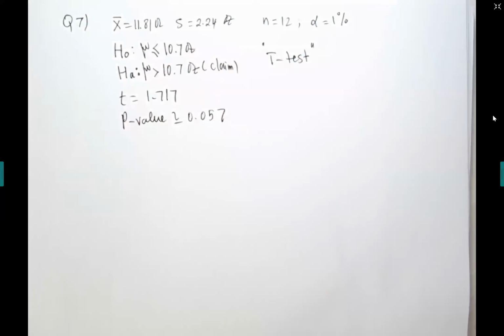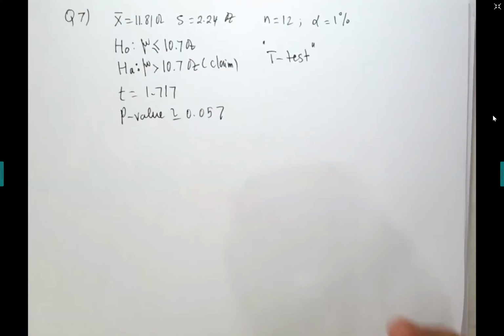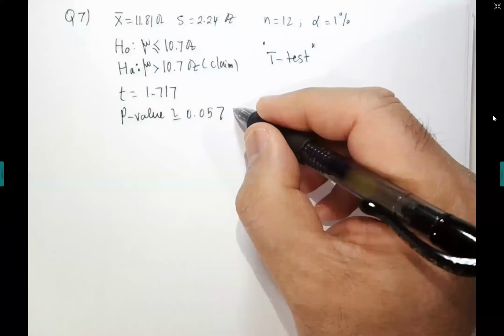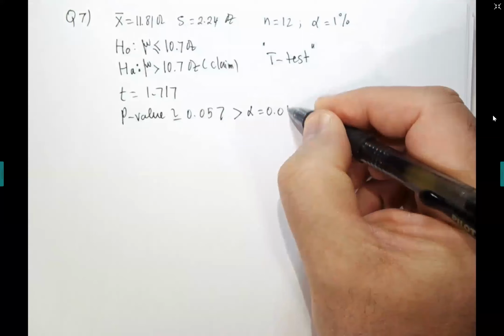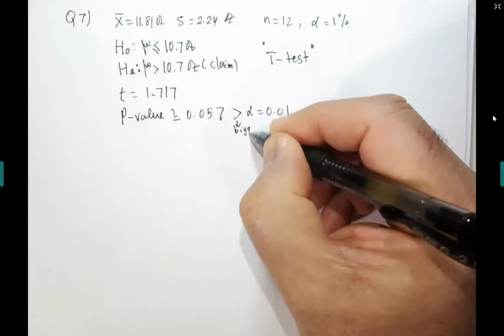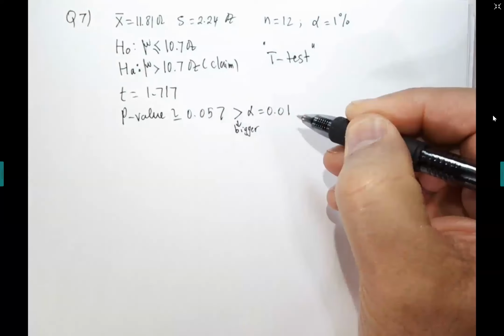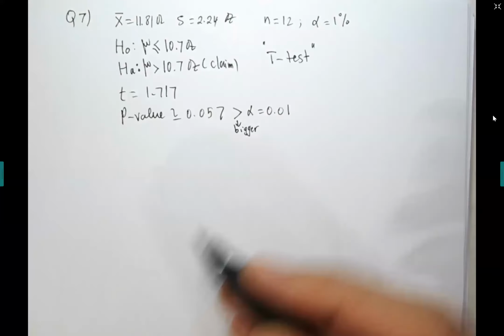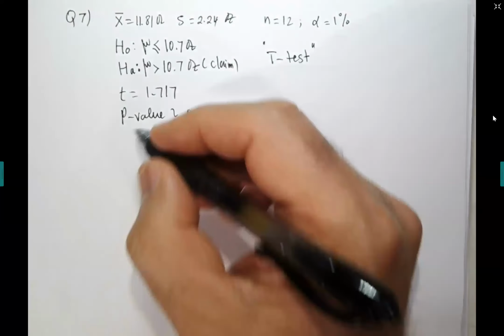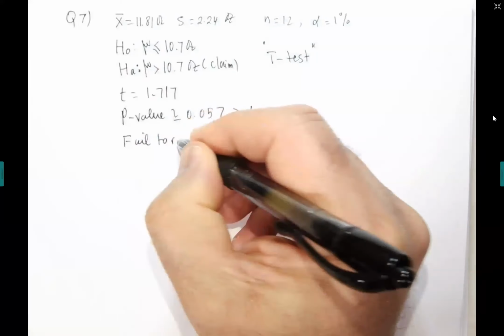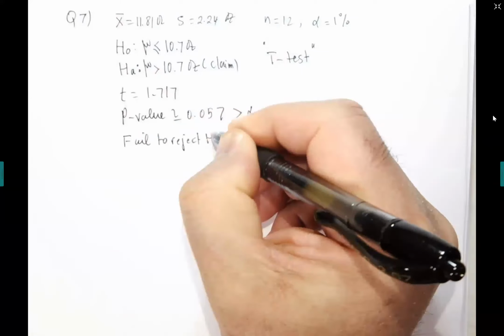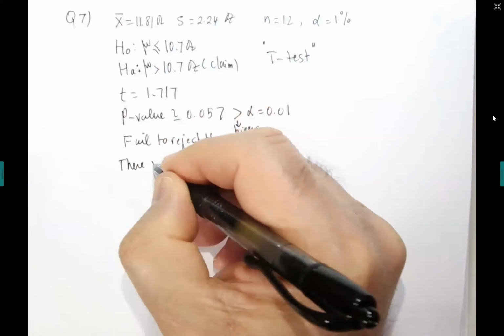Okay, I'm done with the calculator. Alpha is 1%, guys. You agree this is bigger than 1%. Again, this sign means bigger, more than. When the sign includes a number, that means it's larger. And then, guys, we fail what? To reject H0.